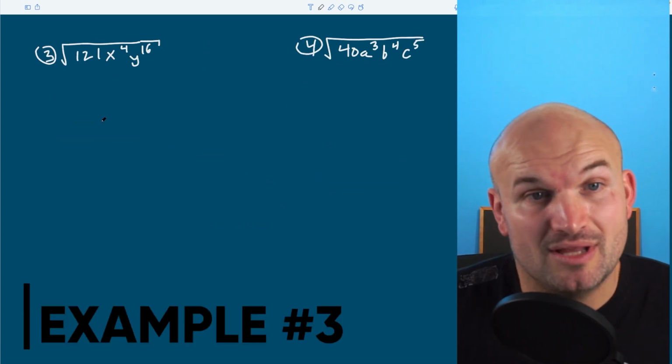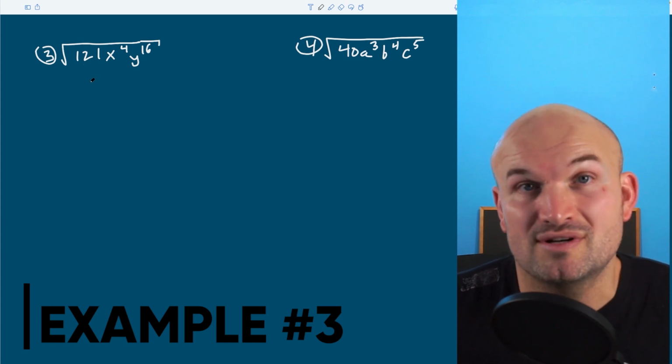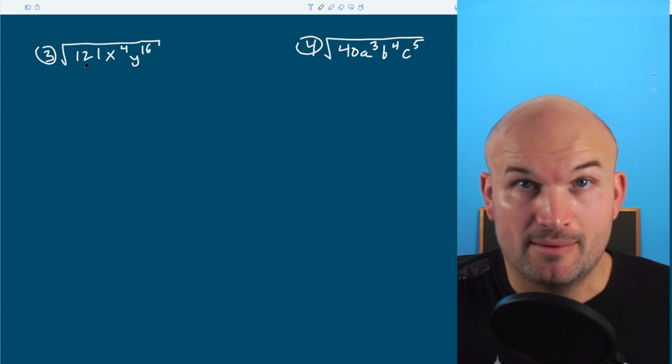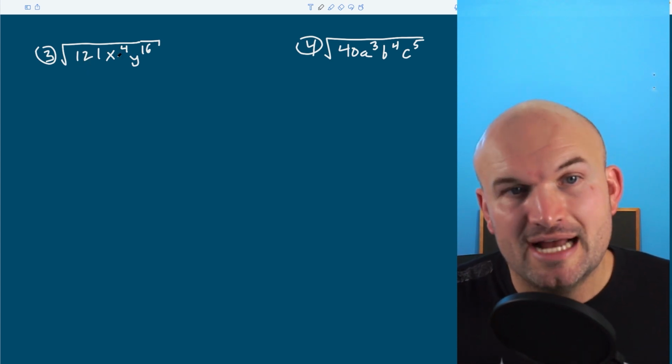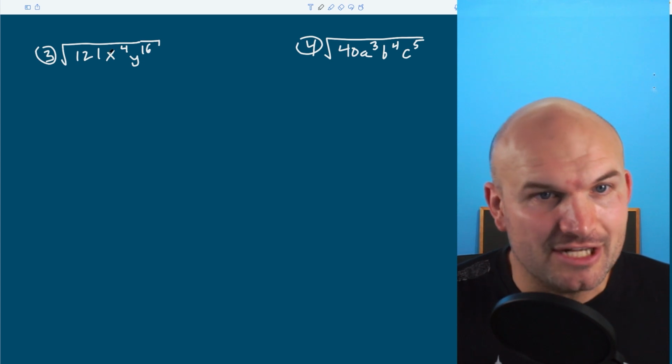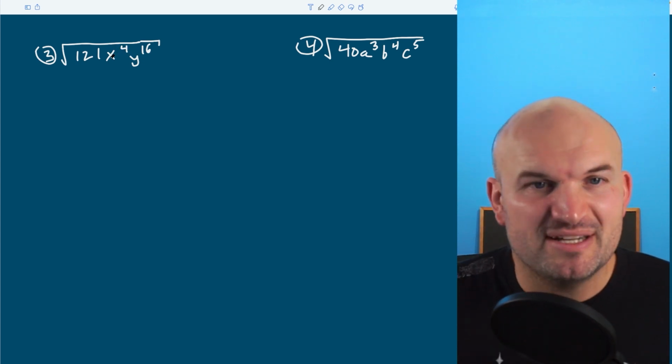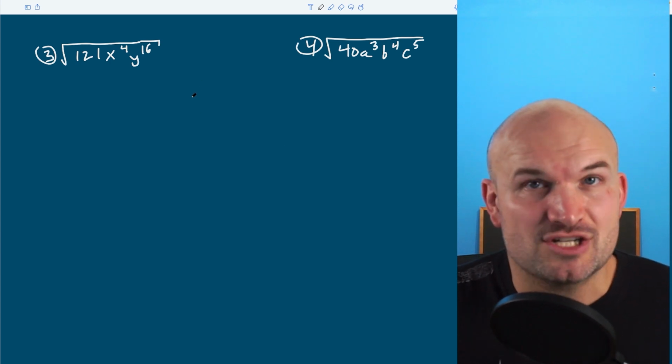All right, in the second example, I have the square root of 121 times x to the 4th times y to the 16th. Now, one thing I notice here is 121, that is a square number. So I can rewrite that as 11 squared. Now my x to the 4th and y to the 16th, I could use the product rule here for x to the 4th, right? I could write this as x squared times x squared, but for y to the 16th, I don't want to write y squared that many times.